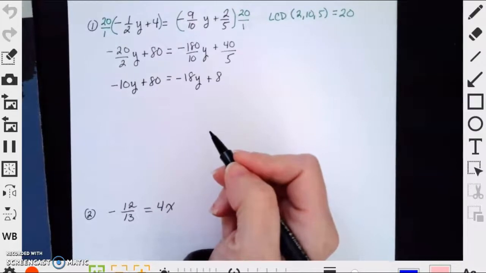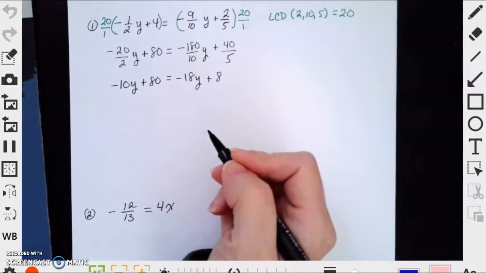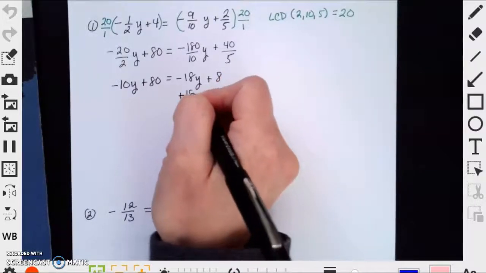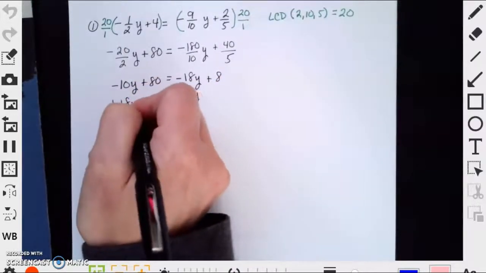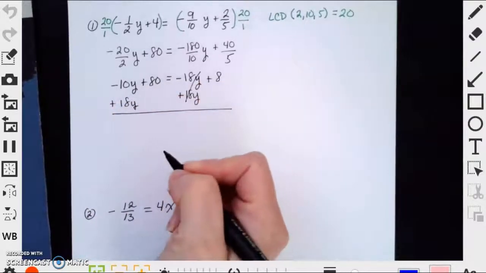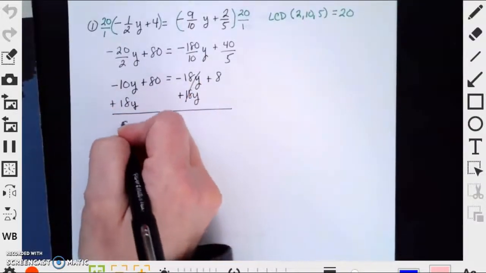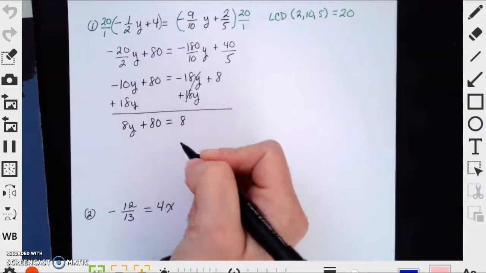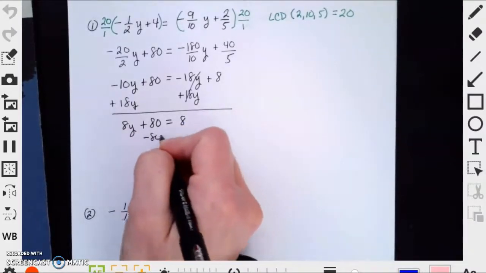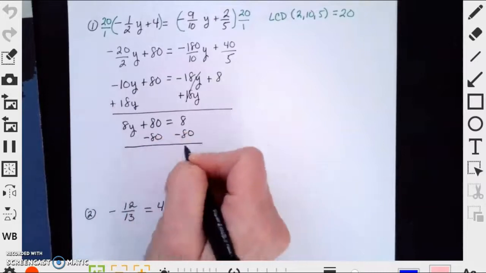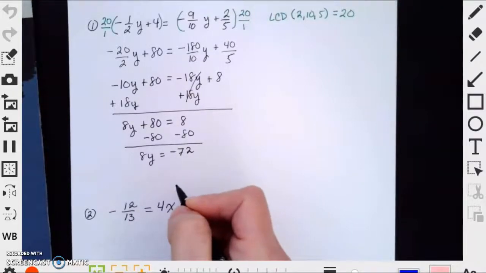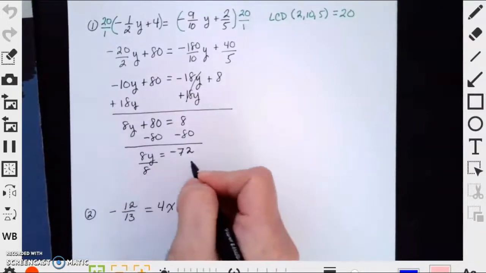So now I can proceed as I did before. I want to isolate the variable on one side and the constant on the other. So I will, let's say, add 18y to both sides. Those cancel. Negative 10y plus 18y is 8y plus 80 equals 8 on the other side. Then I'll subtract 80 from both sides. So we have 8y equals negative 72. And then divide by the coefficient 8 on both sides.